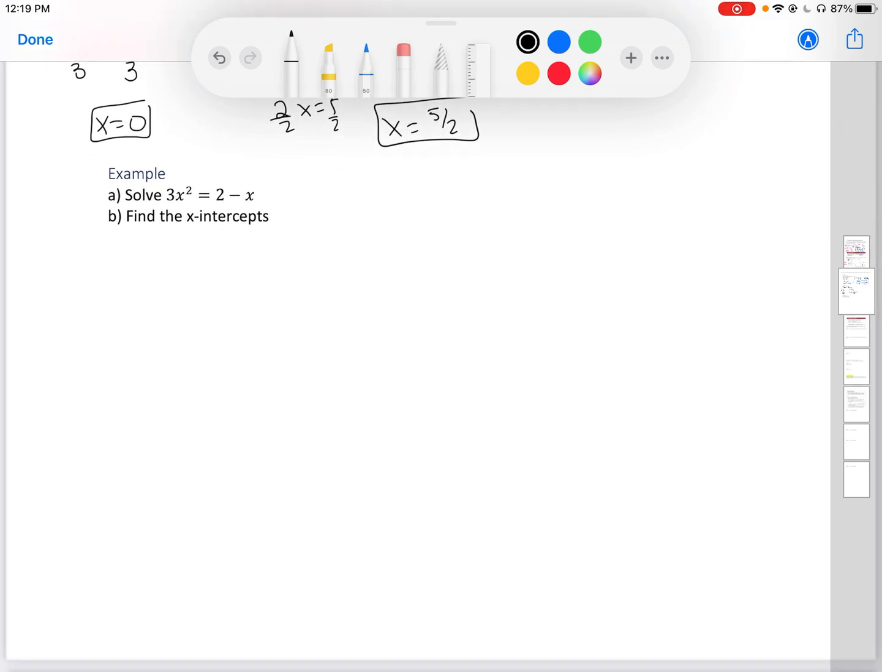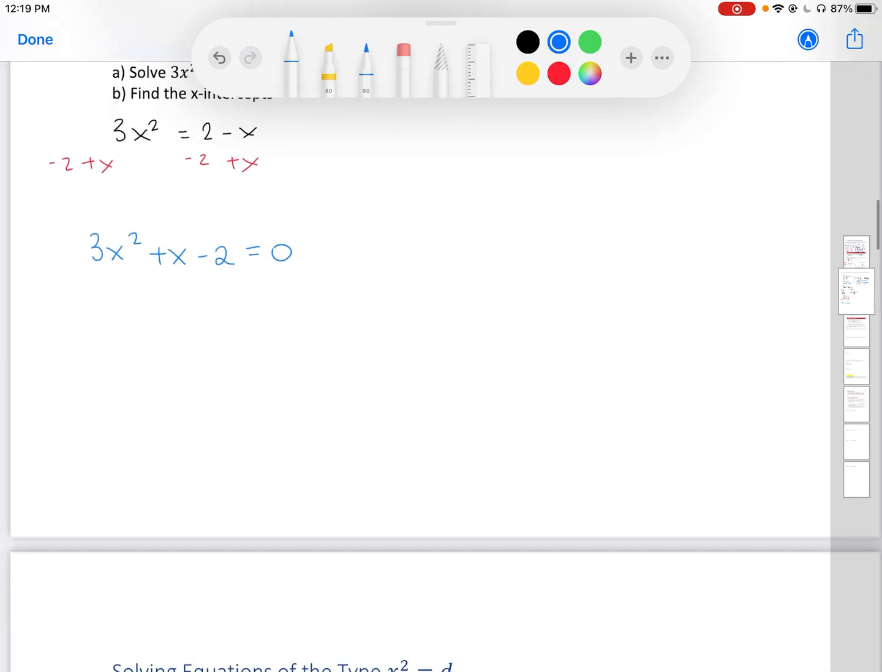When you are working to factor, you need to make sure it's set equal to 0. So we need to move these two numbers over. 3x squared is equal to 2 minus x. So minus 2 plus x, minus 2 plus x. We have 3x squared, and remember to write it in standard form, plus x minus 2 is equal to 0. Now you can proceed to factor, and I'll let you finish that one.